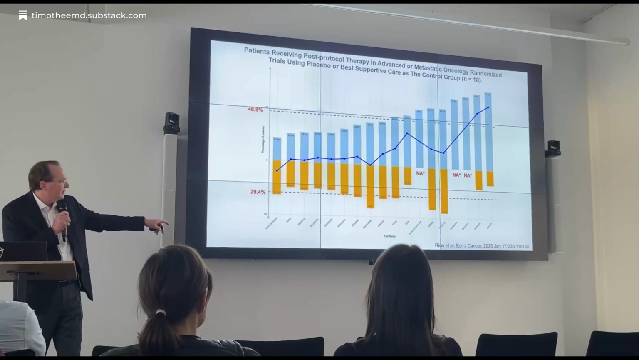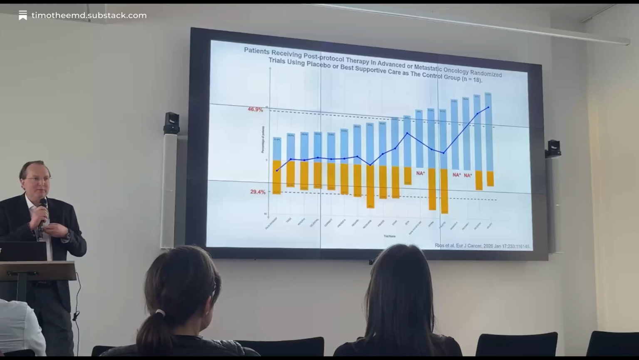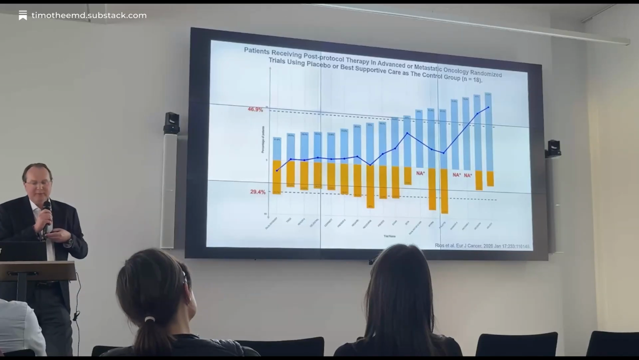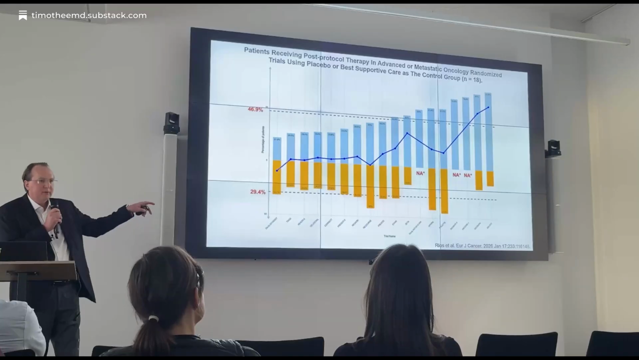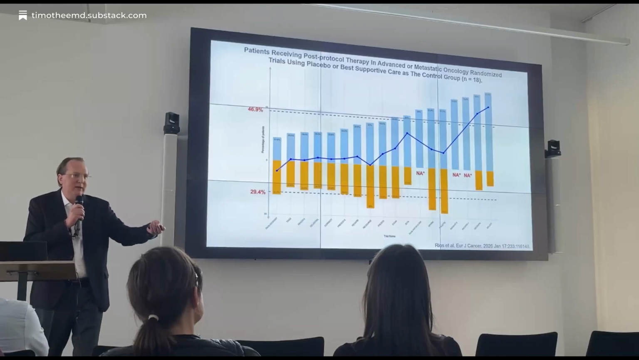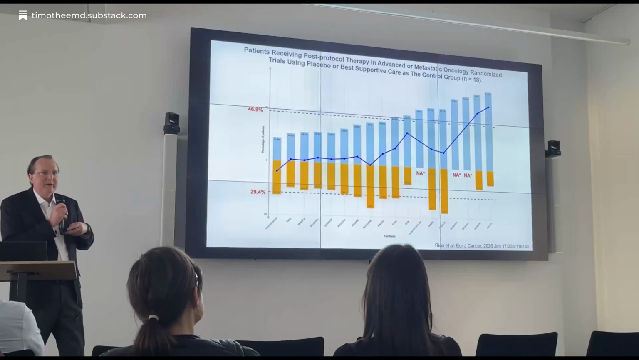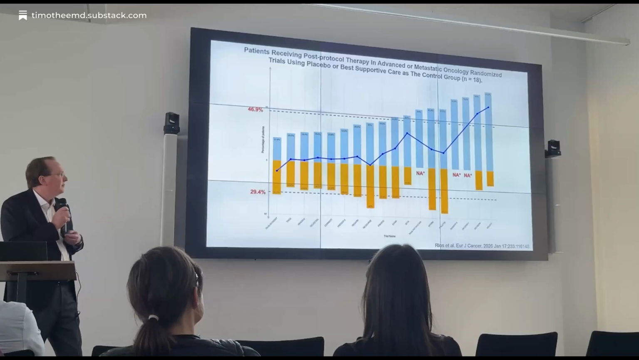So you have the name of the trials, and in blue, as you can see, the median is pretty high, almost 50%. In orange is the rate of subsequent therapy in the experimental arm, and of course, it's lower because the patients have received one more line when in the treatment, and the blue line is the difference, and it's again logical that you have more therapy in the control arm.